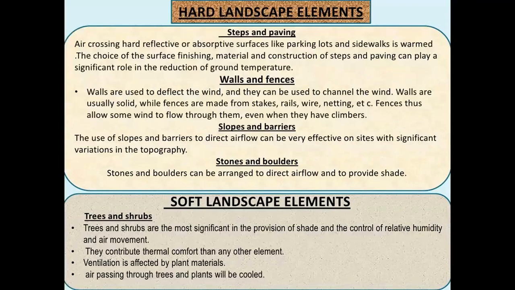In terms of soft landscape elements, now trees and shrubs. Trees and shrubs are the most significant in the provision of shade and the control of relative humidity and air movement. They contribute to thermal comfort more than any other element. Ventilation is affected by plant materials. Air passing through trees and plants becomes cool. So these are the things.